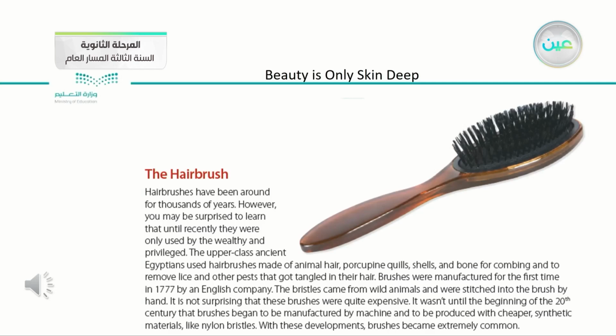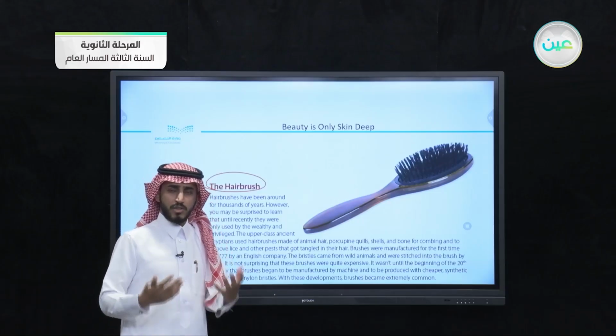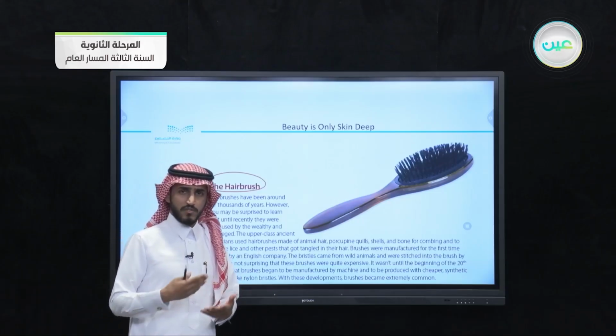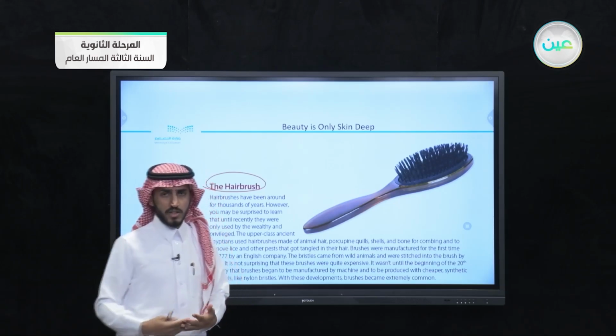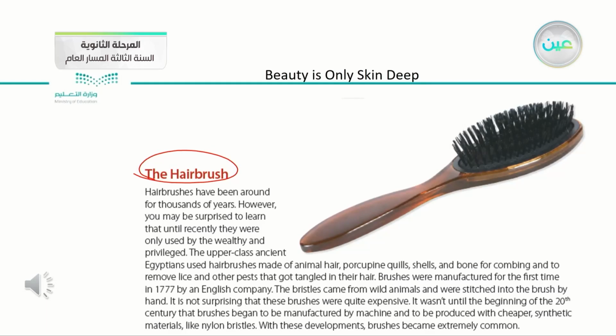Now let's talk firstly about the hairbrush. Here we have some historical information about the hairbrush and how it was manufactured and how it is manufactured nowadays. But let's take some words to discuss and talk about. We will start firstly with the word wealthy. The word wealthy means people or a person who is rich, and after that we have the word privileged.